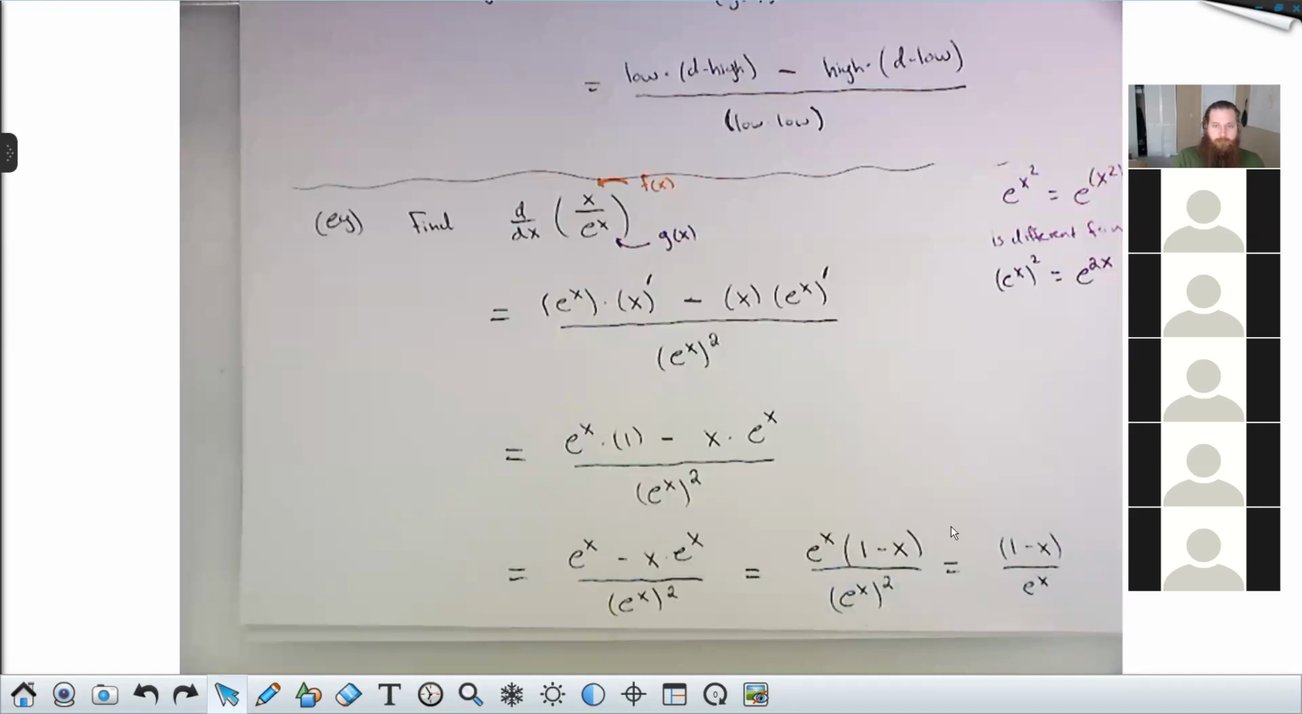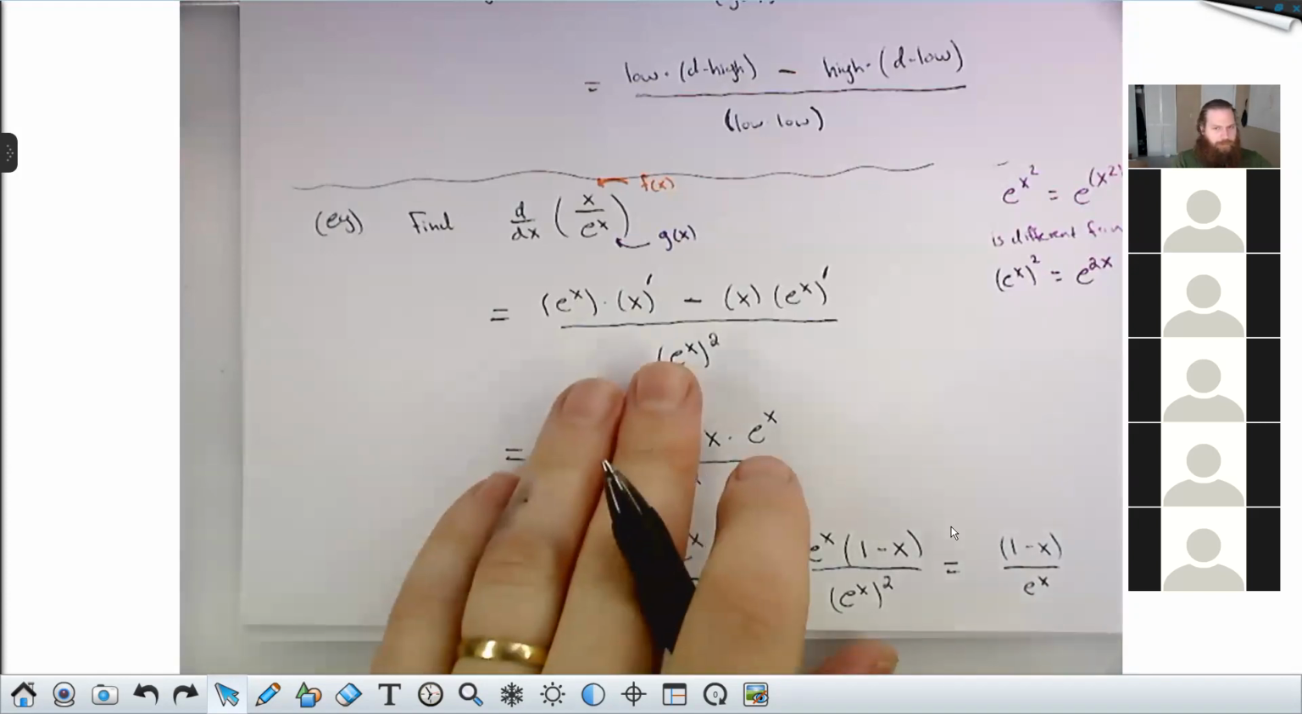Everybody comfy cozy? Any questions on this? Okay, let's look at some more examples here with the quotient rule.